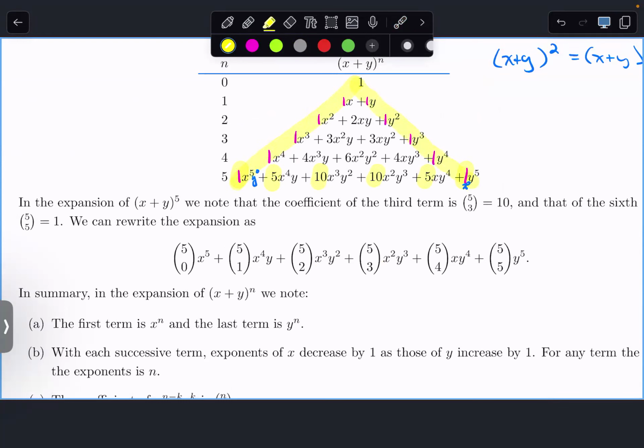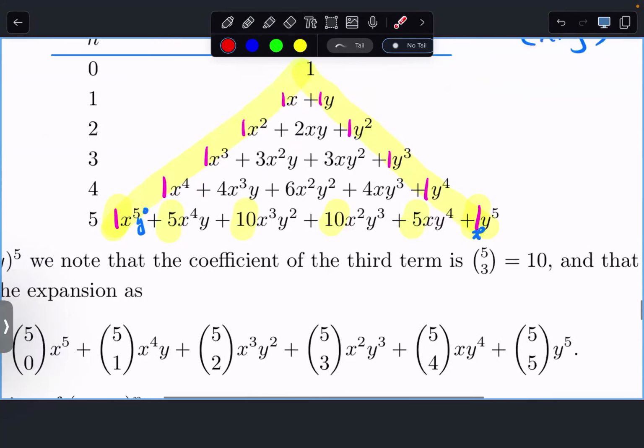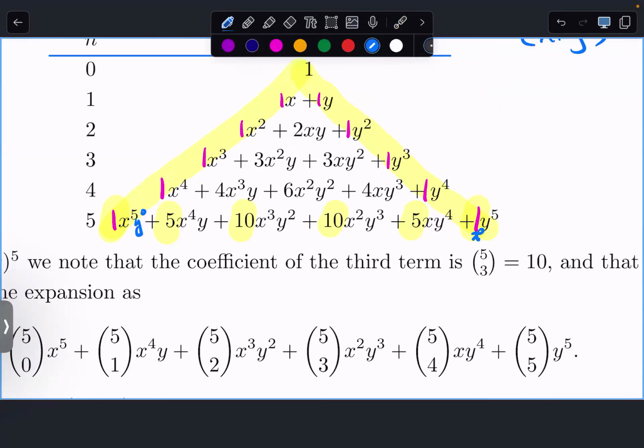Another fun fact is that you can notice that 1 plus 1 is 2. 1 plus 2 is 3. 2 plus 1 is 3. 1 plus 3 is 4. 3 plus 3 is 6. And 3 plus 1 is 4. That's cool. 1 plus 4 is 5. Why stop there? 4 plus 6 is 10. 6 plus 4 is 10. 4 plus 1 is 5. Then 1's on the end.